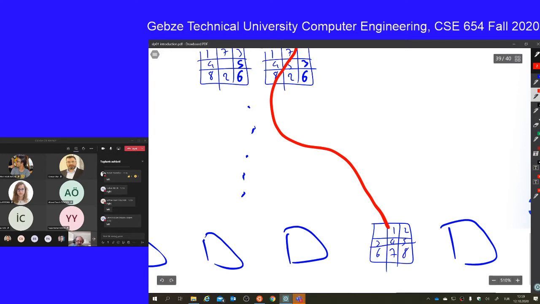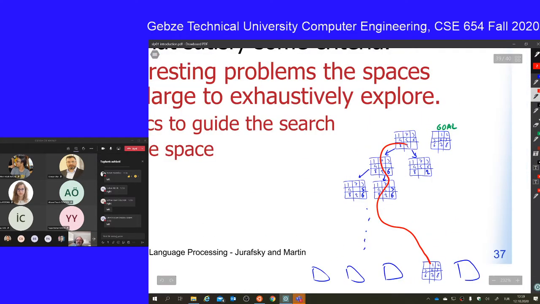Okay, good. So this is state space search. And it takes time, lots of time to make this search. And it takes lots of memory to make this search. So what does this have to do with natural language processing?